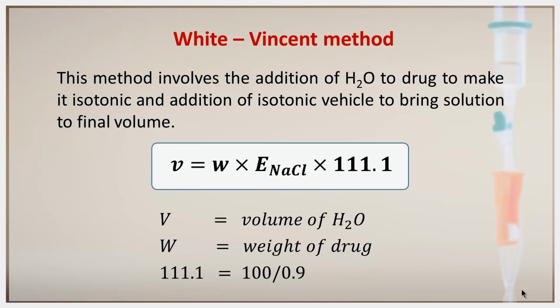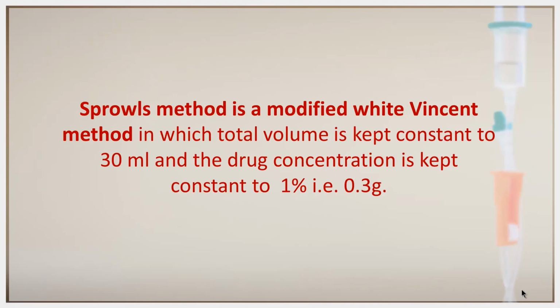So, V, that is volume of water, is equal to W multiplied by E NaCl multiplied by 101.1. This 101.1 is a constant which is calculated by dividing 100 by 0.9, and V stands for volume of water and W stands for weight of drug. As you can see in this example, we have calculated the volume of water which is required to make isotonic solution. Moving to Sprowls method.